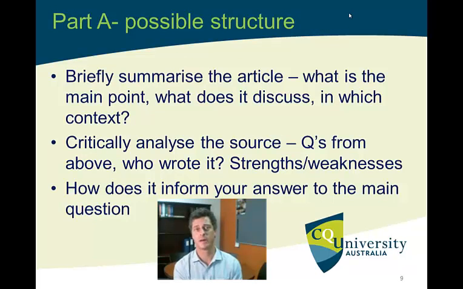A possible structure for part A would be to briefly summarize the article, so to say what's the main point, what does it discuss, in which context, then critically analyze the source, so the questions from previously: who wrote it, the strengths and weaknesses of the research. And then a third section for a possible structure would be, how does it help you to answer the question? What important information does it give? What are the main ideas that you're drawing from this source to help you answer the question?